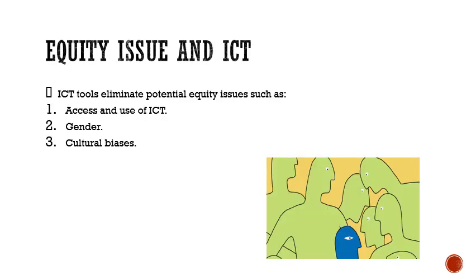ICT tools can eliminate potential equity issues such as access and use of ICT, gender, or cultural biases. For example, via these ICT tools, all students are able to access all the software programs located in school as long as the teacher provides them with the necessary login details. Therefore, biases relating to gender or culture are minimized or removed. This can also be especially helpful for distance education students as they can access their school activities even when they are in remote areas.